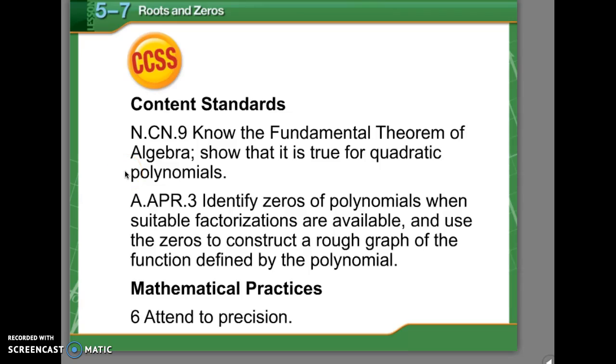This is the Unit 2 Lesson 6 video. We are in Chapter 5, Section 7 of the textbook, and we're talking about roots and zeros. We've got two content standards again for this lesson.